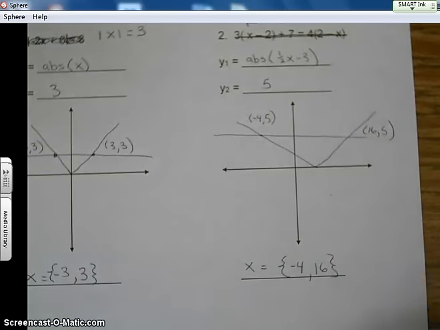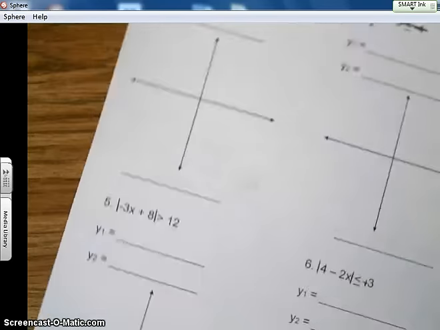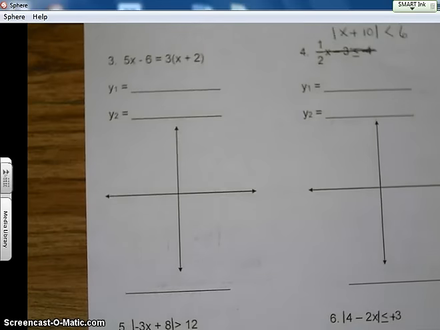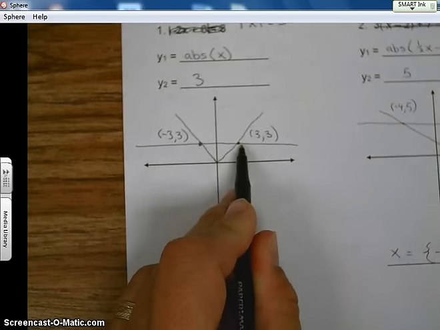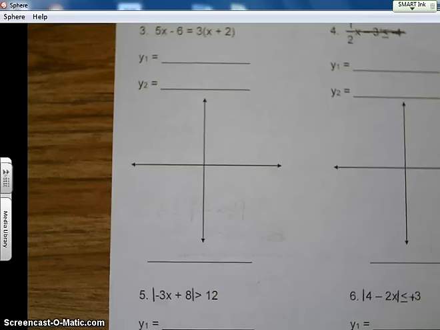Okay, so that is solving absolute value equations by graphing. Now let's take a look at some inequalities. By the way, if they do not intersect, there's no solution, because there's no intersection points. So let's take a look at another problem.